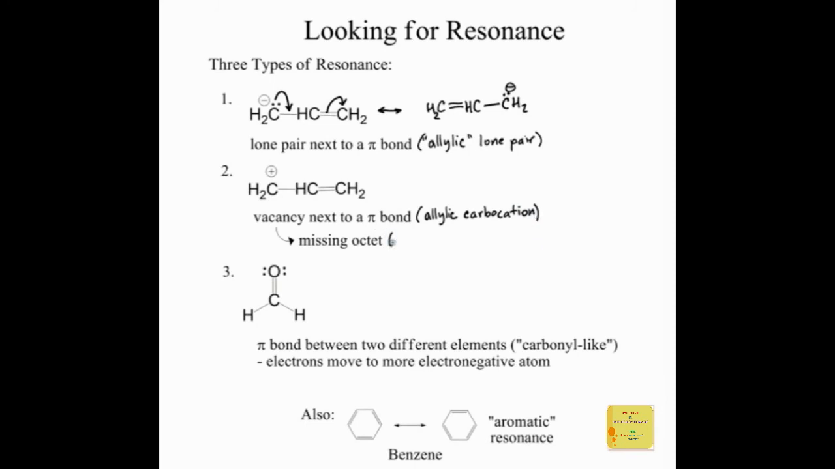And what we have in this vacancy is an empty p orbital. A carbocation has an empty p orbital here, so it can interact with these 2 electrons in the p orbital right here. And what can happen is the pi bond can move over and fill that vacancy.